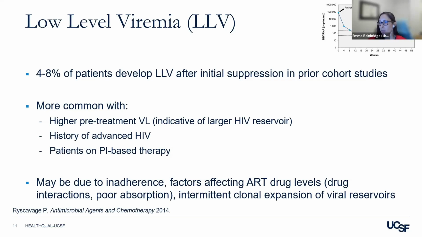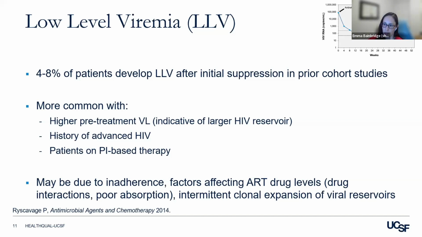And looking at prior cohort studies, up to 4 to 8% of all patients will develop low-level viremia after their initial suppression. This is more common with a few different factors. So having a high pre-treatment viral load predicts low-level viremia occurring later on. And that's probably because that high pre-treatment viral load is indicative of a larger HIV reservoir. A history of advanced HIV is also associated.